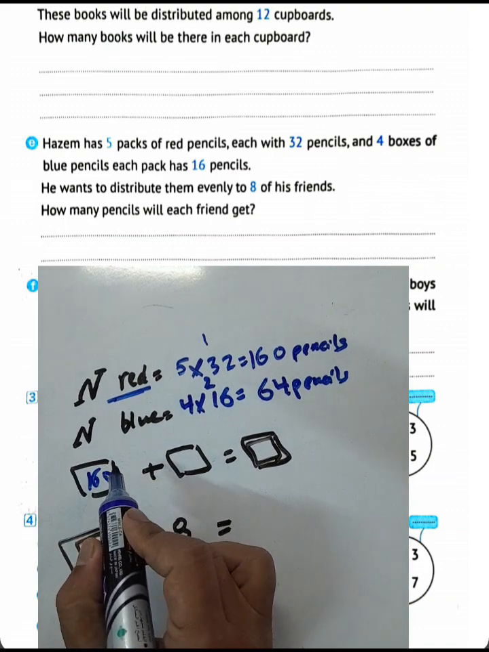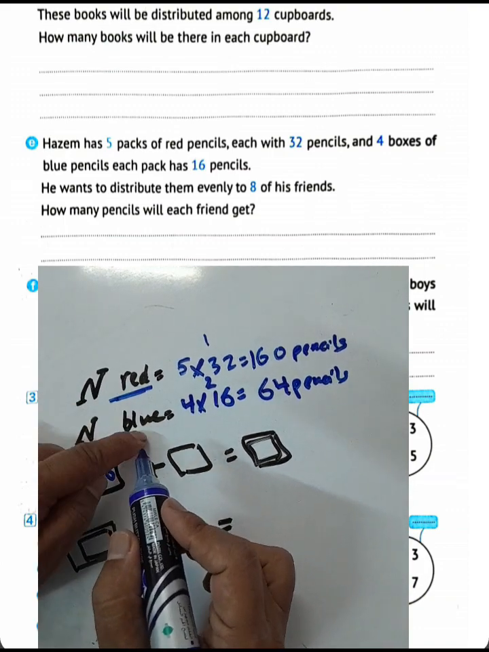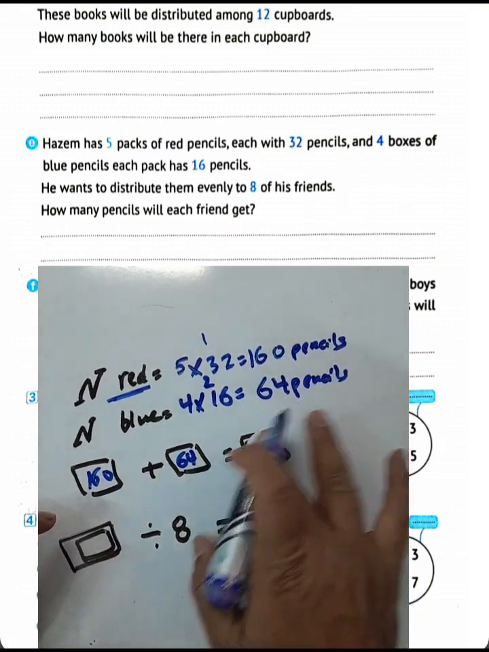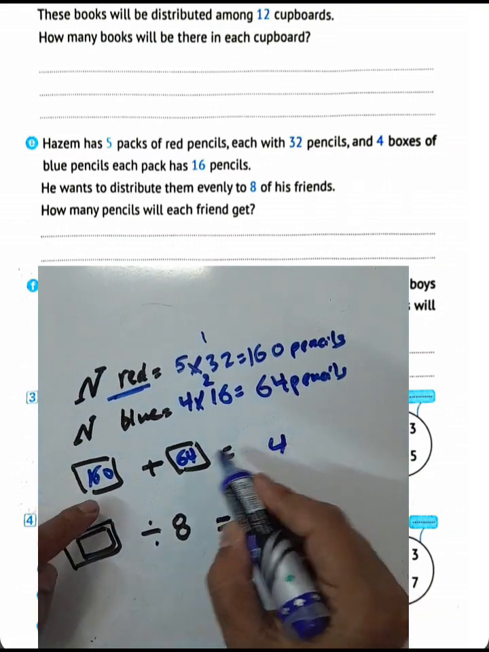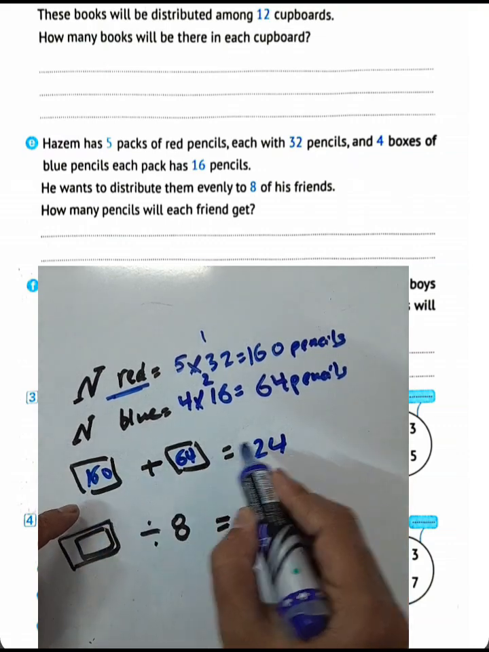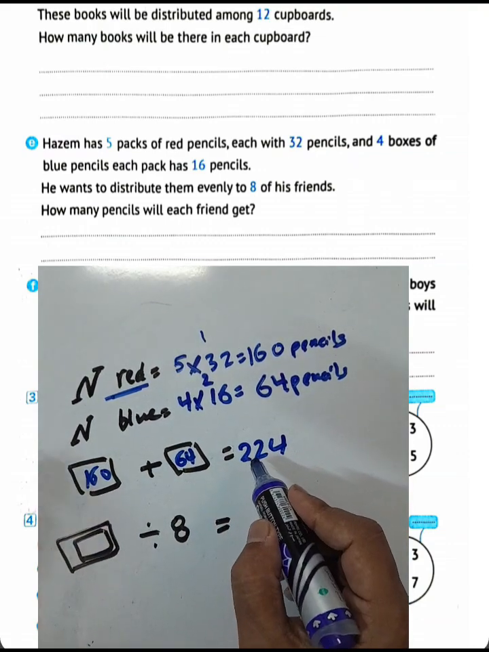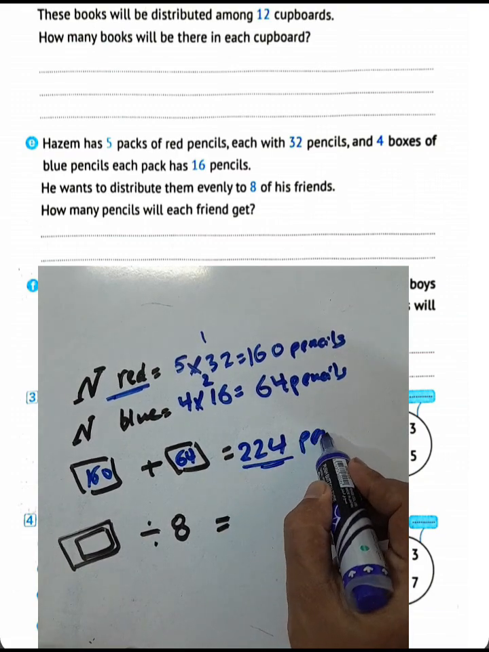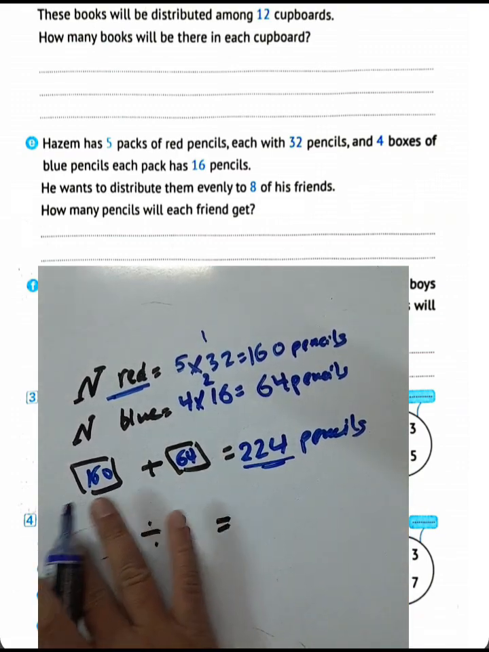160 red pencils and 64 blue pencils. 4 plus 0 equals 4. 6 plus 6 equals 12, write 2 and carry 1. 1 plus 1 equals 2. So we have the total number here, 224 pencils.